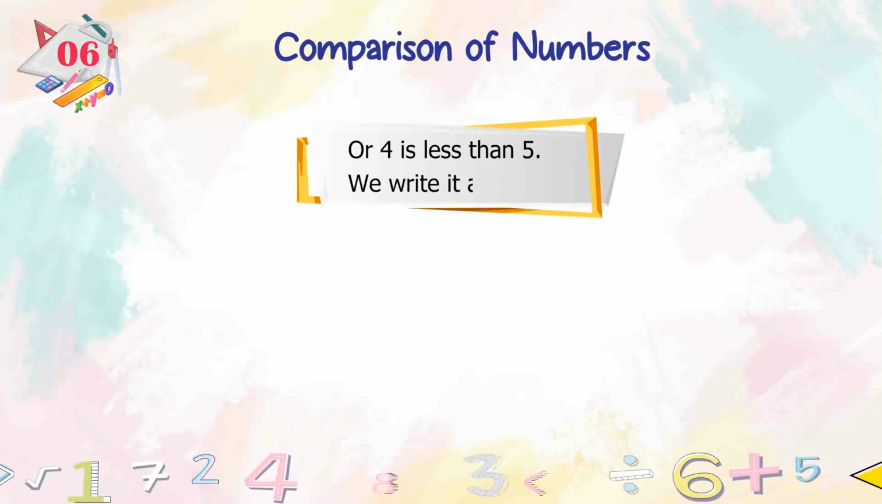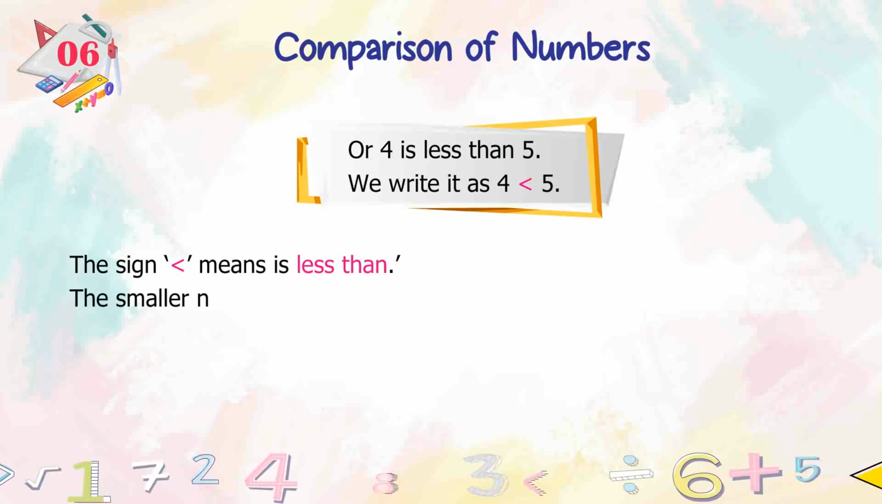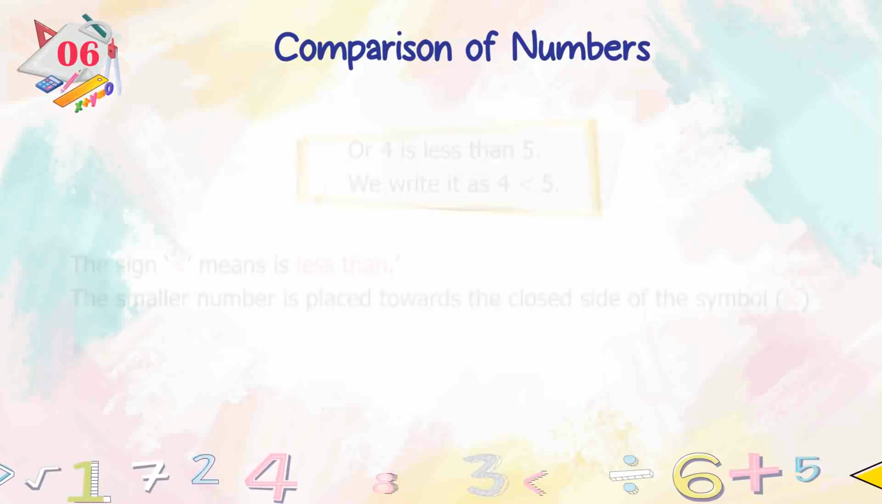We write it as 4 is less than 5. The < sign means is less than. The smaller number is placed towards the closed side of the symbol.